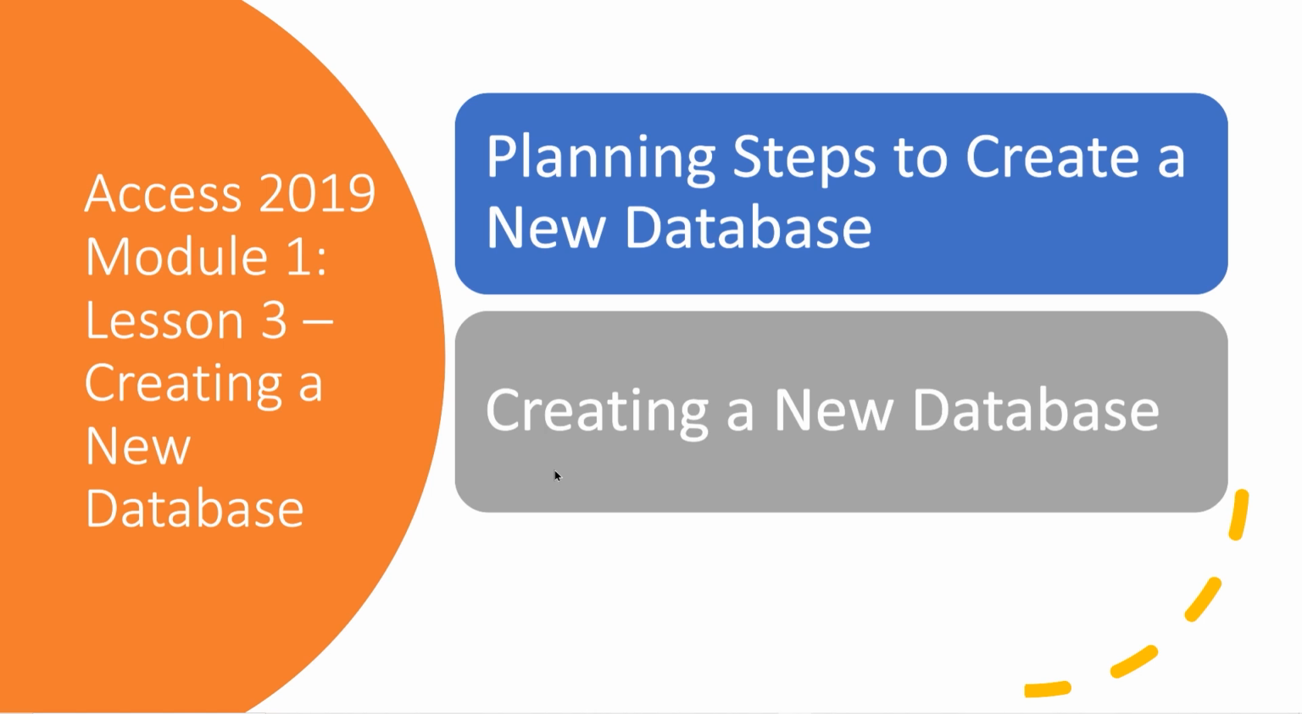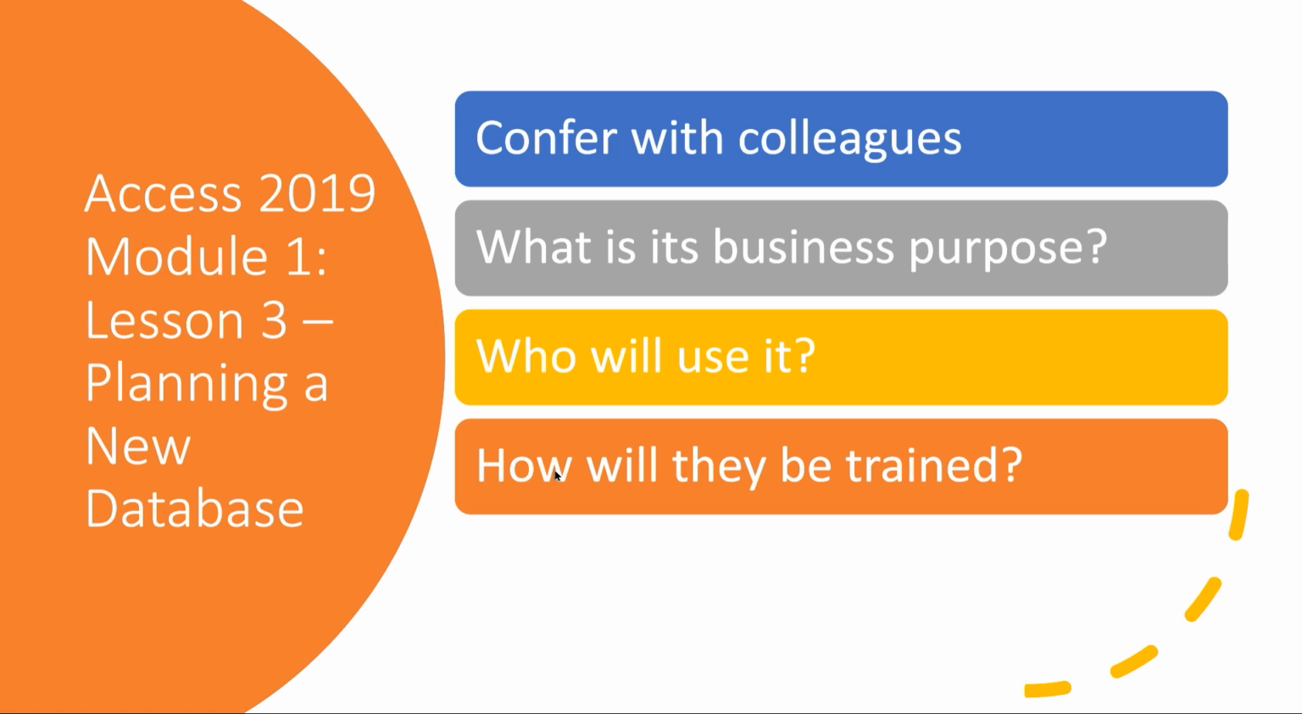We're going to start by going over the planning steps to create a new database, and then move on to actually creating the different objects. When it comes to planning a new database, you have to be clear on its intent. You would want to confer with colleagues to figure out, is a database even really needed? And then what would be its business purpose? Who will use it? And how will the end users be trained? That's something that's often overlooked by the person building the database. Typically, they're the person that's going to train the end users on how to use it.